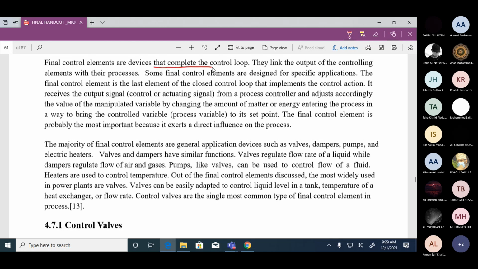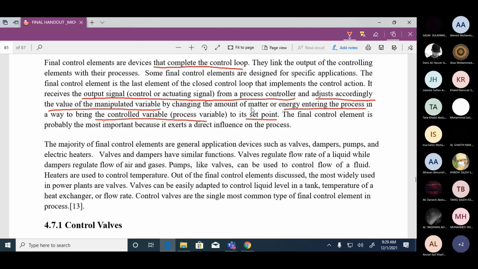Okay, so here I have mentioned the final control element. They are devices that complete the control loop. They will link the output of the controlling element with the process. So basically you are linking the controller to the process through the final control element. The final control element receives the output signal from the process controller and adjusts accordingly the value of the manipulated variable. And it adjusts it so that the energy entering the process is going to bring the control variable back to its set point.